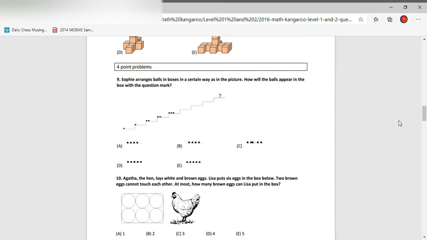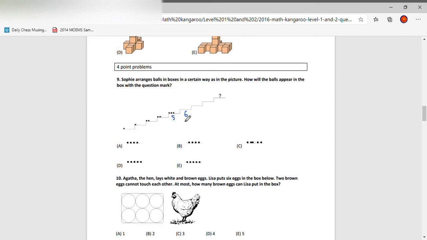Sophie arranges balls in boxes in a certain way as in the picture. How will the balls appear in the box with the question mark? So let's see how many balls are in this box. So one black, then one black, one white, then one black, one white, one black. Then I see a pattern forming. You add a white one or a black one, depending on which one was last, just one of them for every next box. So here there are 5: 1, 2, 3, 4, 5. So you only add one.